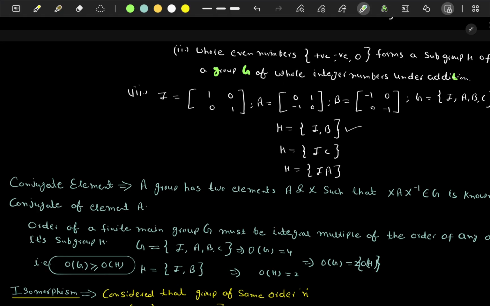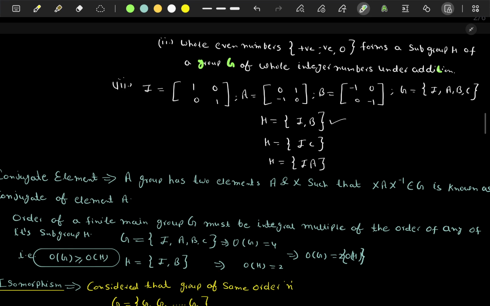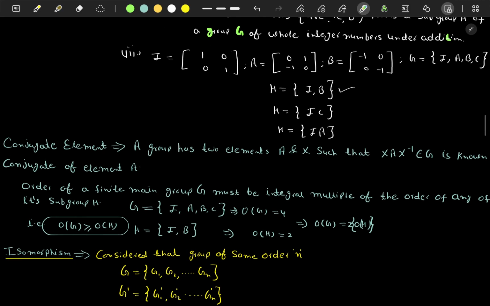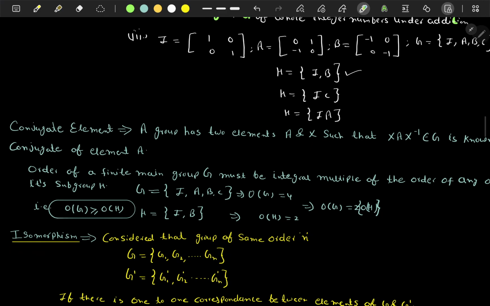Now the set of even numbers, positive, negative and 0, forms a subgroup H of the group G of whole integers under addition. Now look at this. I equal to A. So H equal to I, B is the subgroup of G formed by all of I, A, B, C. What is G? G is here, I have written it here. G is I, A, B, C and the subgroup is I, B.